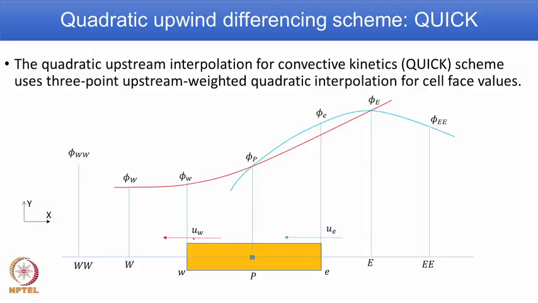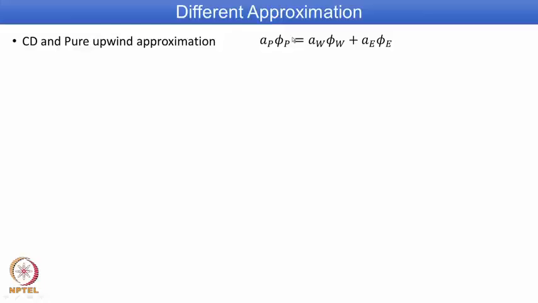Just to recapitulate, here is an illustration for the QUICK scheme. We already learned that in the QUICK scheme you have a quadratic fit through 3 points: 2 points on either side of the node of interest and one additional point in the direction of the flow.